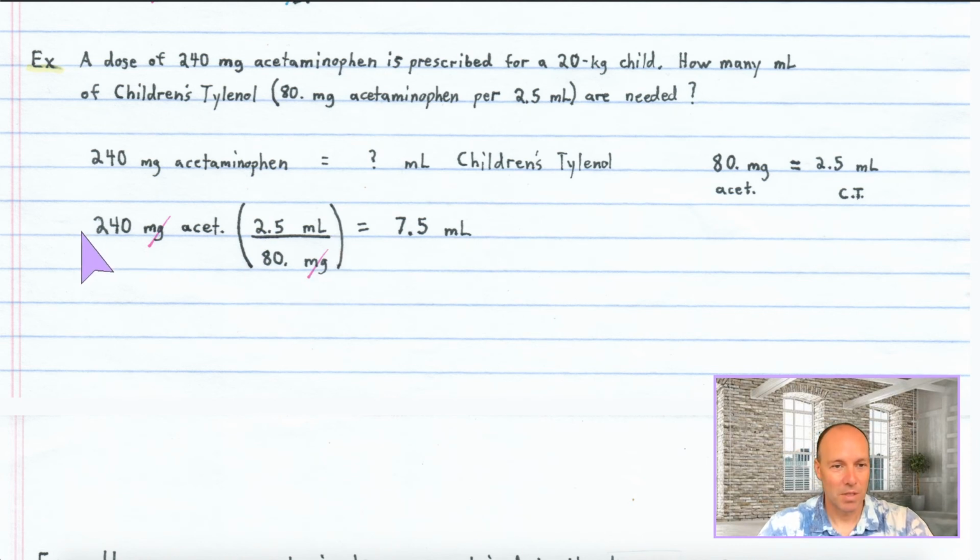All right, so starting with your 240 milligrams of drug, we want to get rid of milligrams and turn it to milliliters. So using this relation, you get rid of milligrams, you put that on the bottom, and you turn it to milliliters, so you put that on the top. And that'll do it. So milligram cancels milligram, and you're left with milliliter, and then 240 times 2.5 over 80, that gets you 7.5. So that's how many milliliters you need. And you look at one of those cups, and so you fill it up to the 7.5 mark.